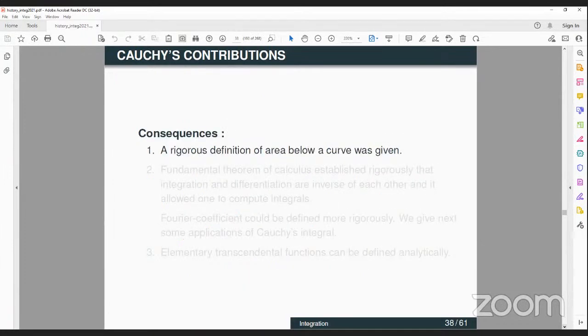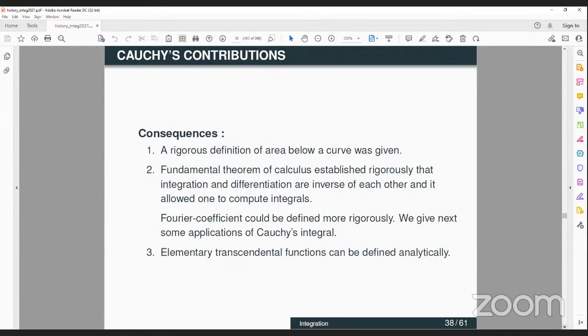So consequences of Cauchy's work: a rigorous definition of area was given. The fundamental theorem of calculus as an inverse of integration was established. Fourier coefficients could be defined for Cauchy's integral, and elementary transcendental functions could now be defined. For example, the log function could be defined using the fundamental theorem of calculus, and other trigonometric functions also could be defined with a slight extension. So that is the work of Cauchy.